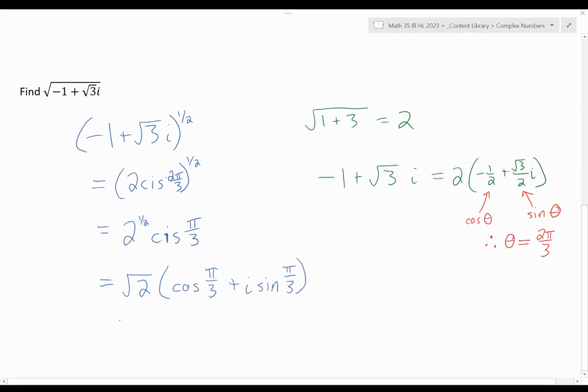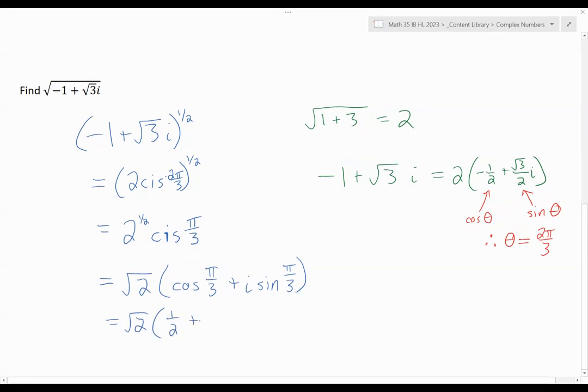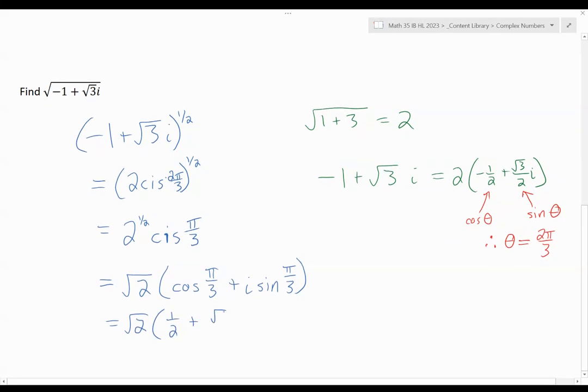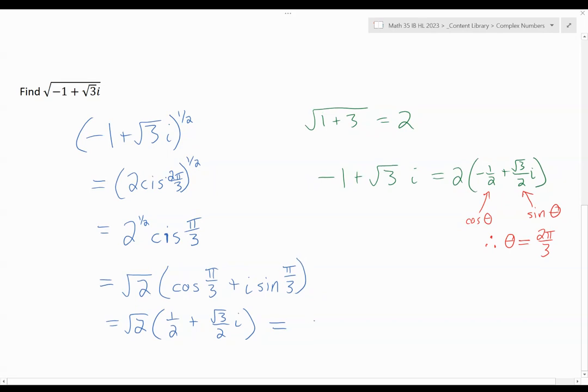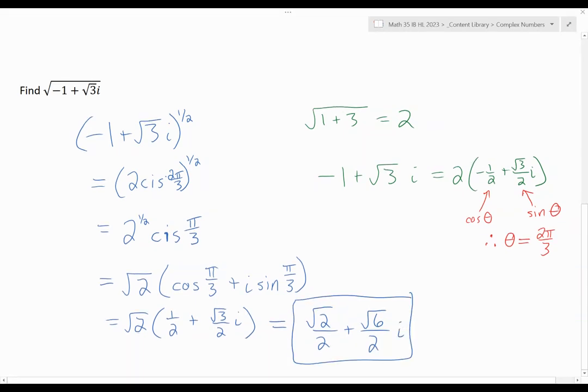And the cosine of pi over 3 is 1/2. The sine of pi over 3 is root 3 over 2. And when I distribute out that root 2, which you don't technically have to do, I get root 2 over 2 plus root 6 over 2 i, which is the square root of that original number in rectangular form.